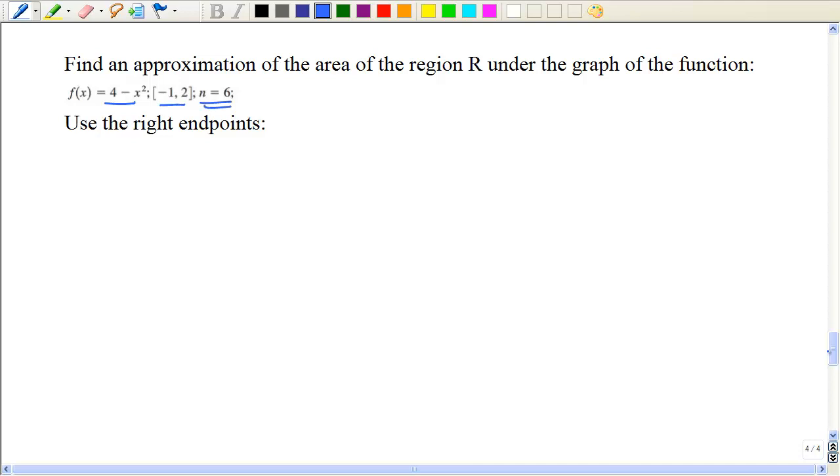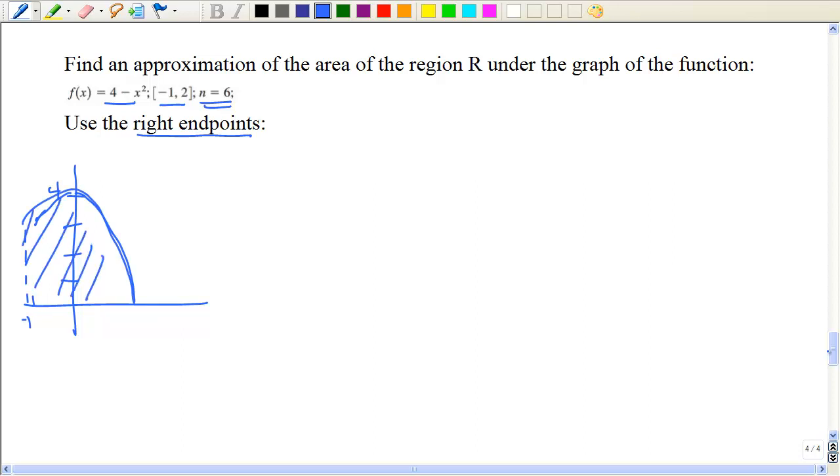I want to use 6 rectangles, and I want to use the right endpoints. You don't have to draw the picture, but just to let you know what that picture looks like is part of the parabola. Actually, since it starts at -1, you get something like this. So we want to find the area of that graph. But you don't need to draw the picture. Let's just do the algebra.